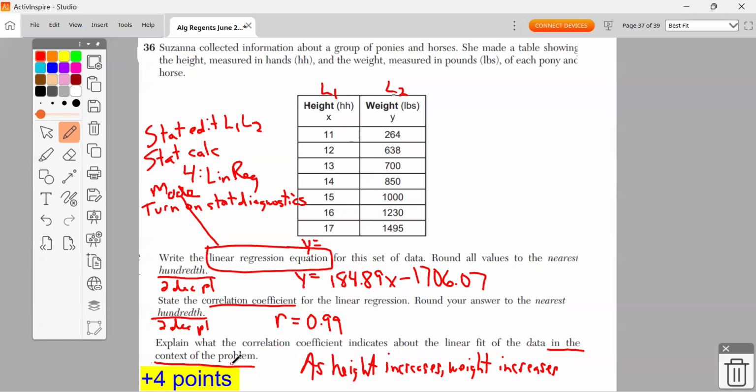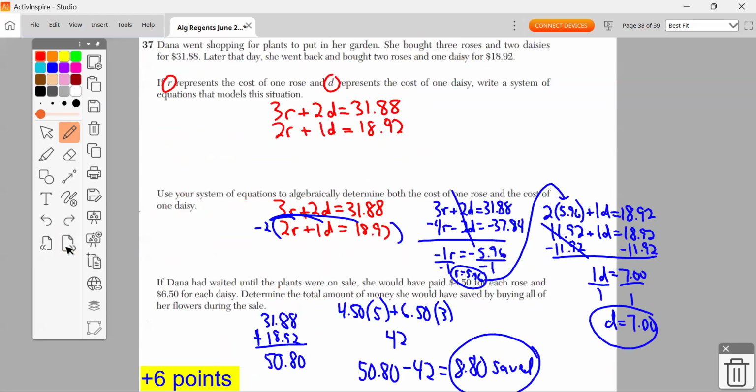Explain what the correlation coefficient represents about the linear fit of the data in the context of the problem. You have to talk about the word problem. They're talking about height and weight. Well, that's a strong positive correlation. That's not what it's asking you this time because it says in the context of the problem, they want you to talk about height and weight. As the one is increasing, the other is increasing. That's what they want there in the context of the problem.